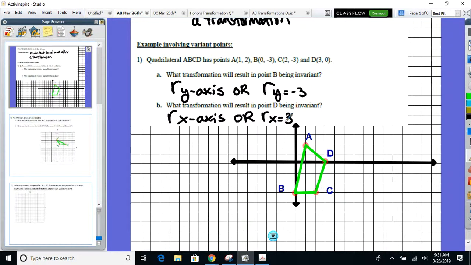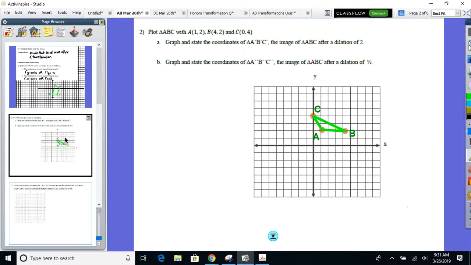Issues. All right, now let's give it a little love now. Little dilation time. Here we go. Go ahead and get a little triangle ABC up there. All right, here we go. We're going to dilate it by 2.